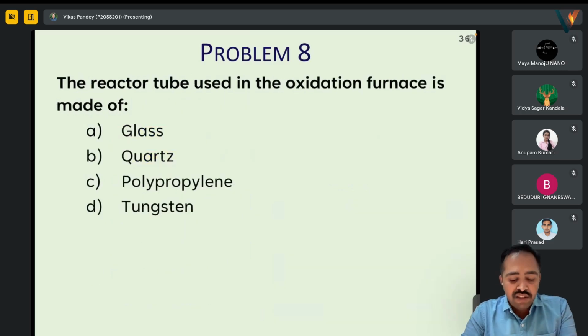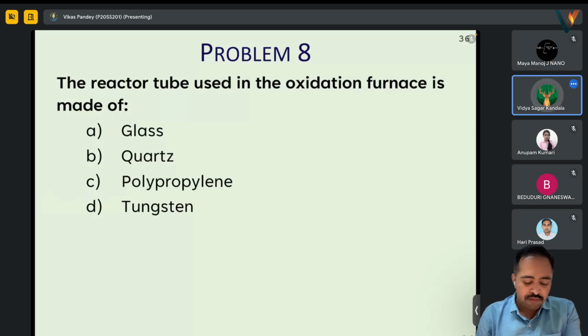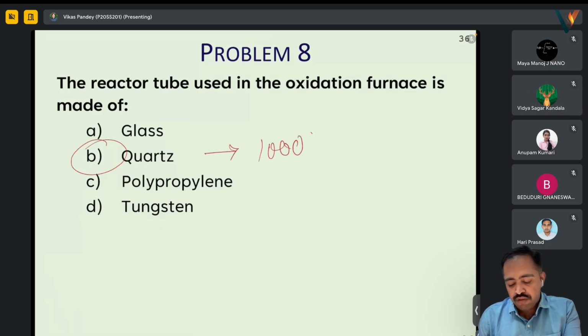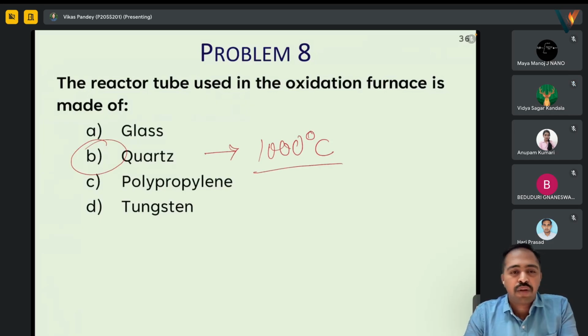The reactor tube used in an oxidation furnace is made up of glass, quartz, polypropylene, or tungsten. Quartz. Yes, because we are going to a very high temperature of 1000 degrees Celsius, and glass will not work, polypropylene will not work, and tungsten will also not work there.